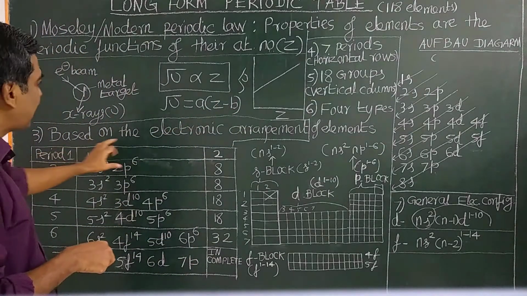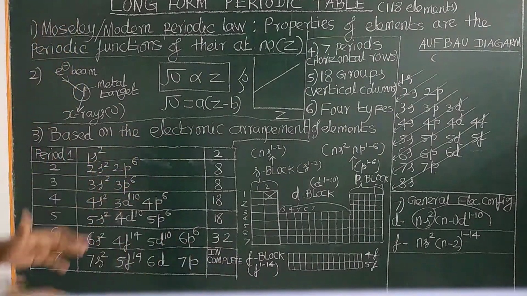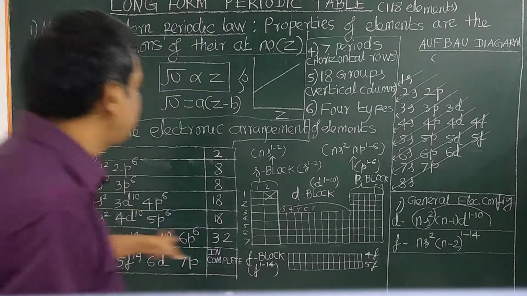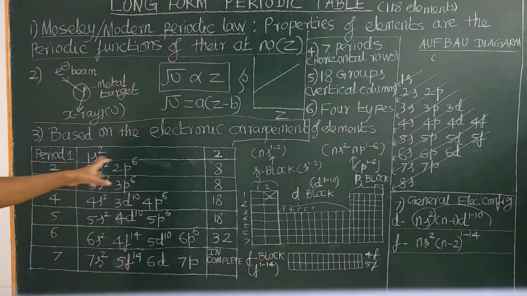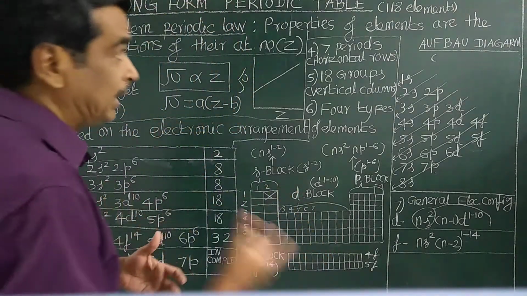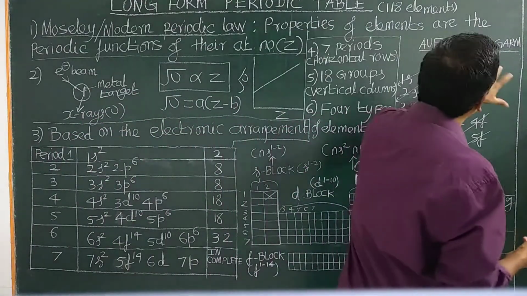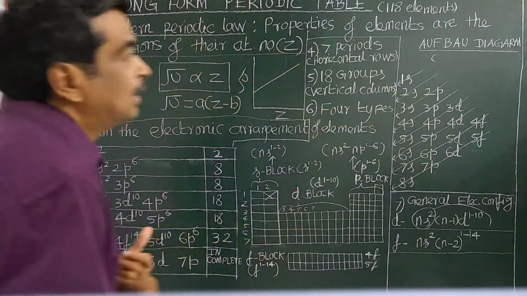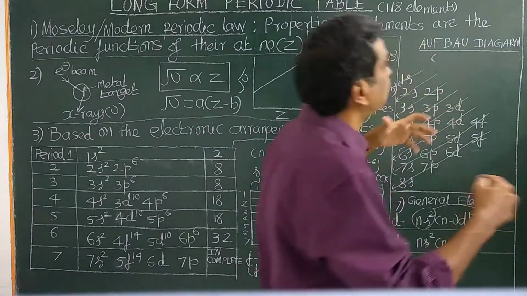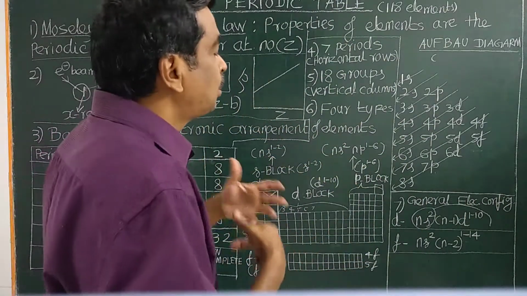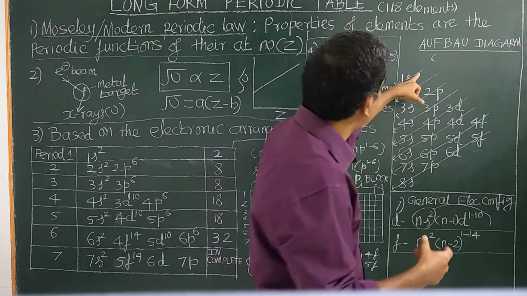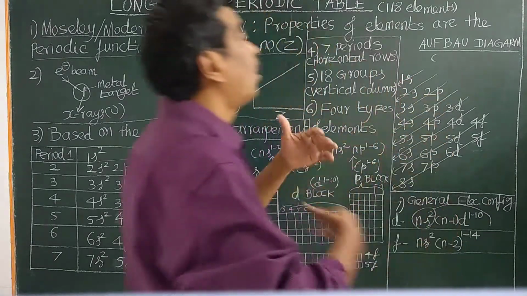The third point is that based on the electronic configuration, or electronic arrangement, the elements are arranged in the periodic table. How are the electrons built up in an atom or element? Using the Aufbau diagram, which you have studied earlier. What is the Aufbau principle? In German, Aufbau means build up. According to the Aufbau principle, the electrons are filled in the various orbitals in the increasing order of their energies.